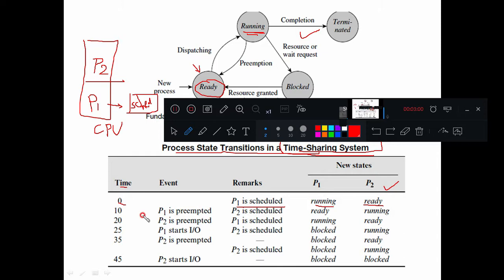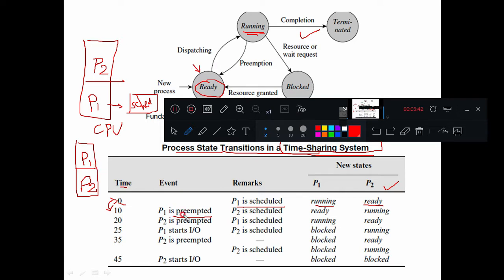Let us say after 10 seconds, P1 is preempted, because we are working with a time sharing system. A fair service needs to be given by the operating system to both the processes. So after 10 seconds, P1 is preempted, meaning the CPU is forcefully released from P1. The CPU will be given to the second process, which is at the head of the queue, which is P2. And P1 is kept back in the queue, because the execution of P1 is not over, its state has not come to a terminated state.